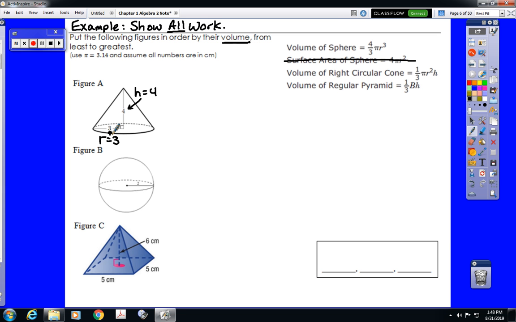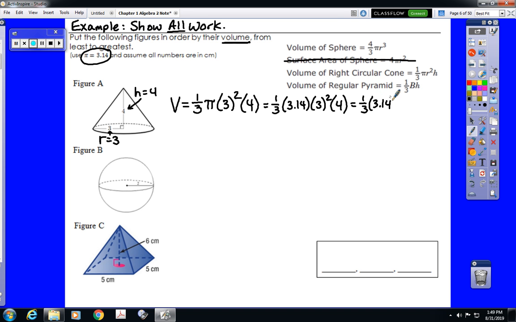All we need to do is plug directly into the volume equation for a cone, which is volume equals 1/3 pi times the radius squared times the height. Now you'll notice in the directions it says use pi equals 3.14. So we'll plug that in as well. 1/3 times 3.14 times 3 squared times 4. And then we're going to use order of operations. So we'll start by squaring the 3. 1/3 times 3.14 times 9 times 4. And then we will multiply all of that together.